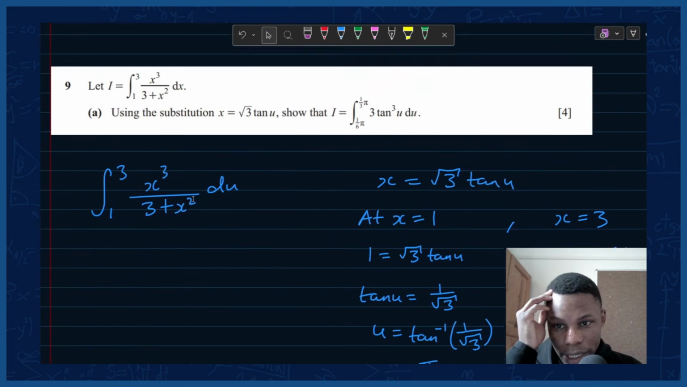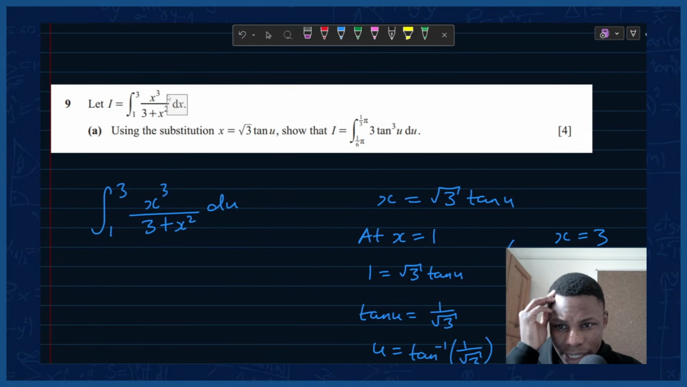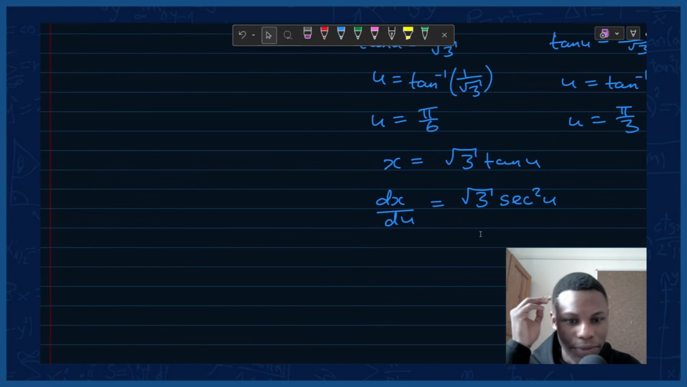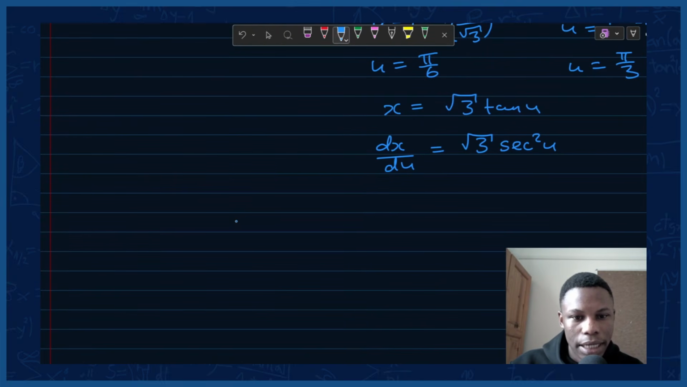Okay, so I've just realized that I made a mistake. Don't know if you noticed it. This is dx, so this should be dx, not du yet. So once we finish our differentiation here, what I'm actually looking to do is to get an expression for dx. So I need dx is equal to root 3 sec squared u times du.